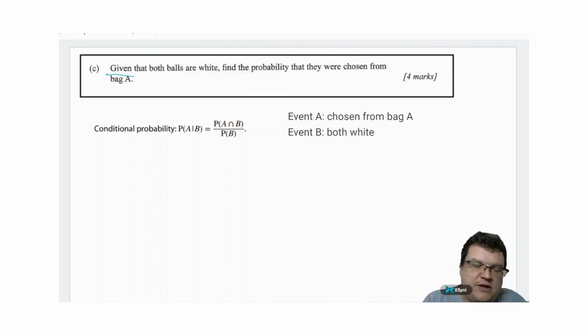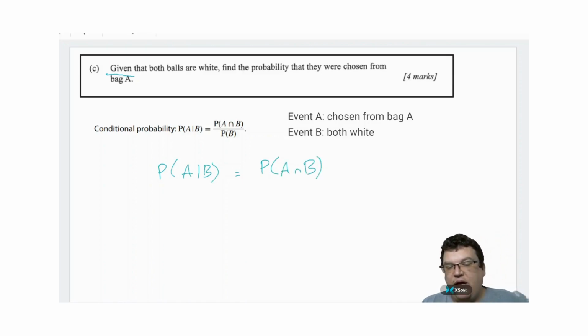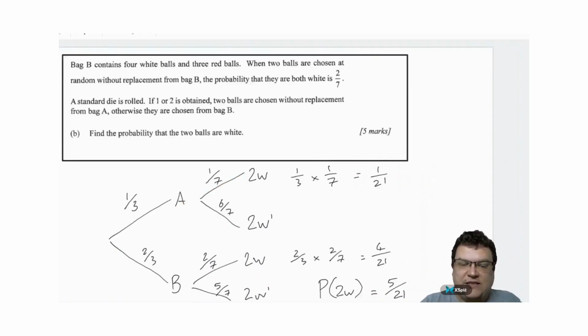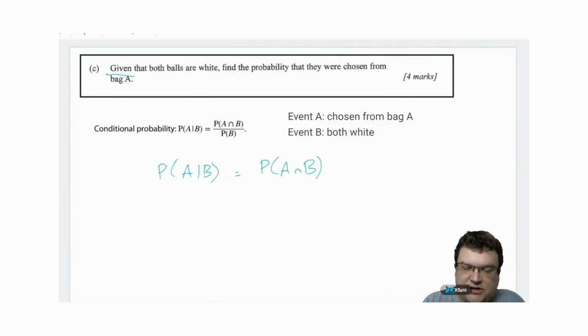So now we can just substitute into the formula and say that the probability of A given B, so the probability that I have chosen from bag A given that I've got 2 white balls, is the probability of A and B. Now this takes a little bit of thinking about, but it's the probability that I chose from bag A and they were both white. Well, we've actually already figured this out. You can see here in the previous question, here's choosing from bag A, here's them both being white, and this is the value I'm after here, 1/21. So I can take that, substitute it into my formula.